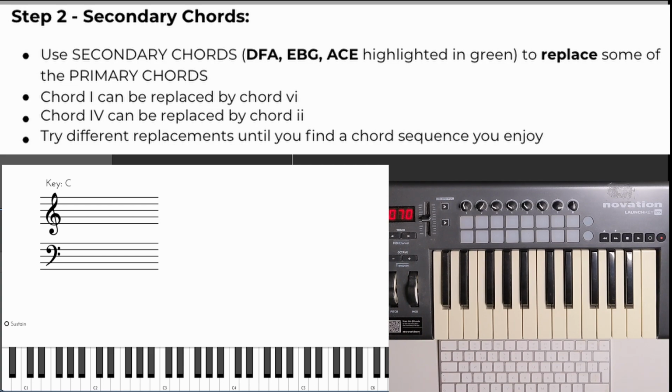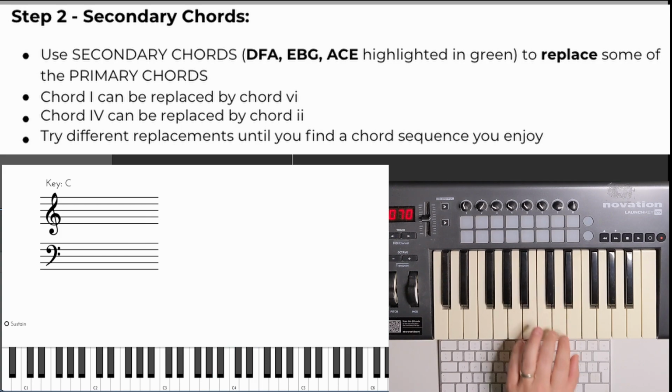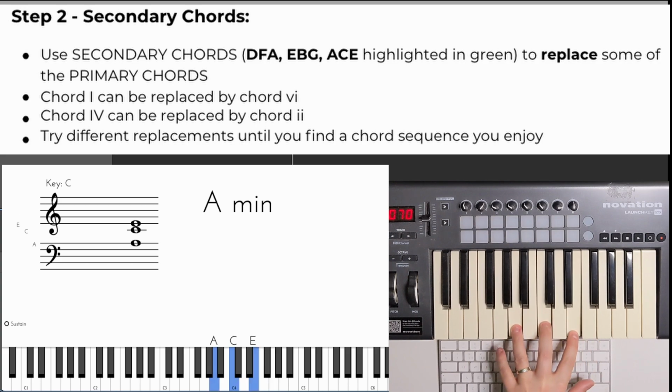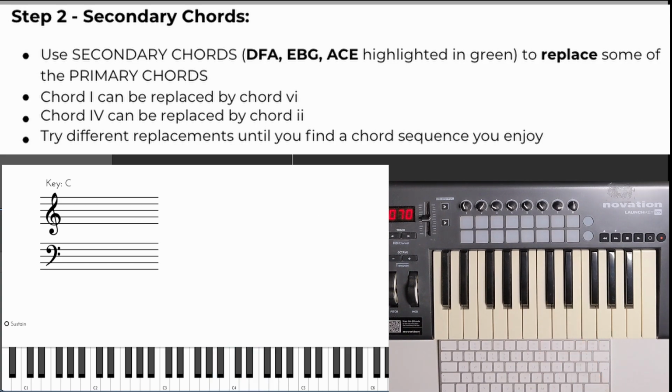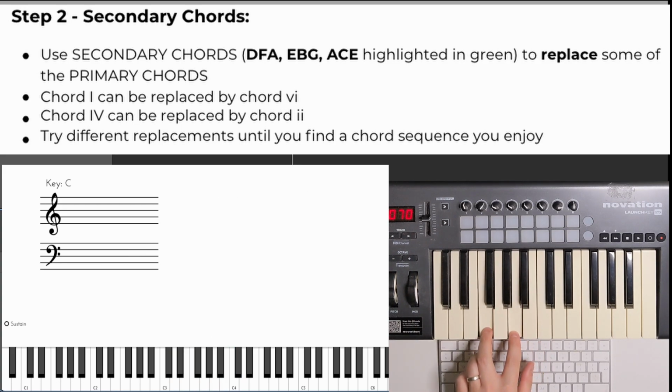Chord 1, which in this case is C, E, G, can be replaced with A, C, E. So chord 1, here's A, C, E, which is A minor, chord 6. They share similar notes, so that's chord 1 and there's chord 6. They have the C and the E in common. Chord 4 can be replaced with chord 2. You can see there the F and the A are common notes. So that F major can be replaced with D minor. They have those common F and A notes in between.